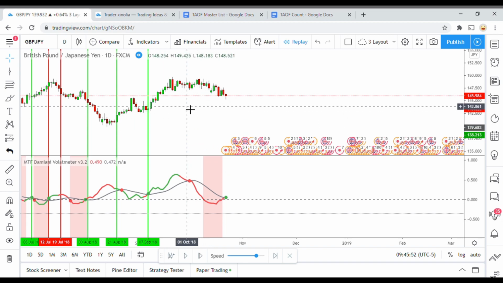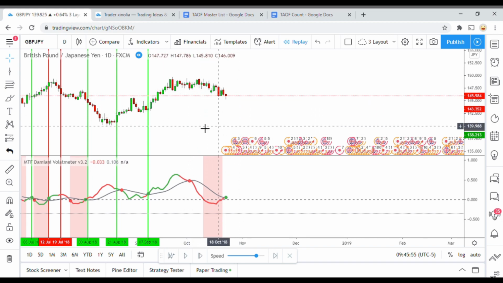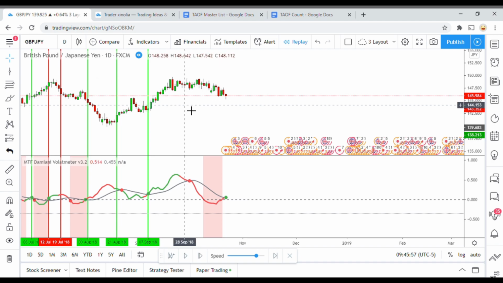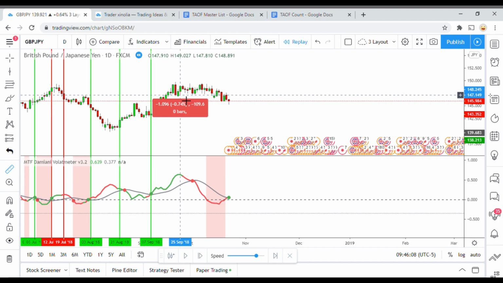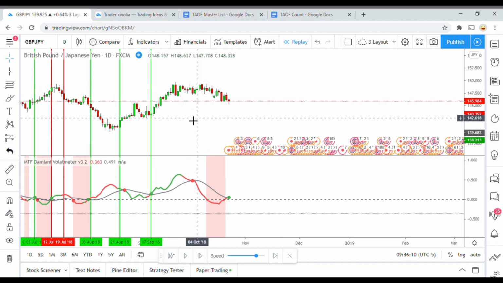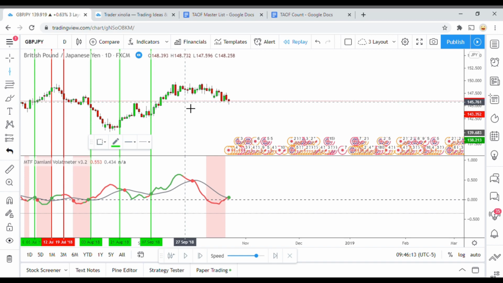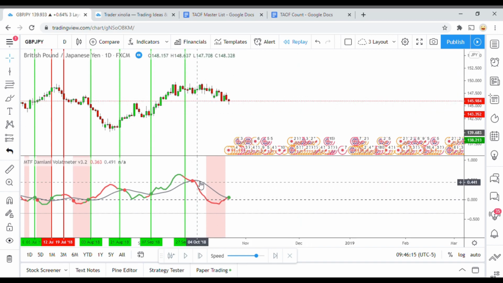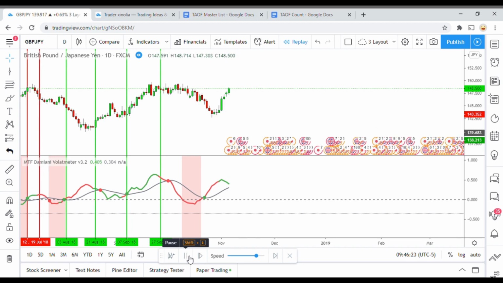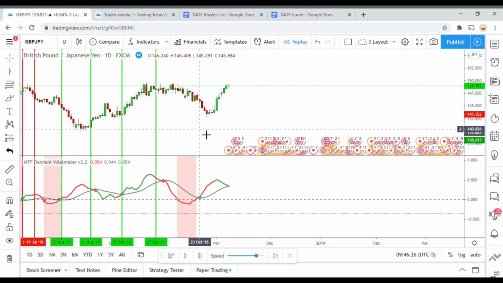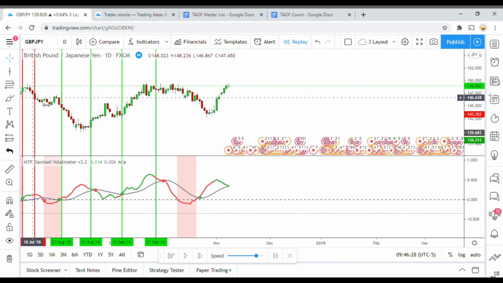That one rode out for a while right there before it finally fell down. Let's see. So the short came in over here. This one. And we would have still been within our range there. We definitely didn't get stopped out. Then fell to the other side over here.